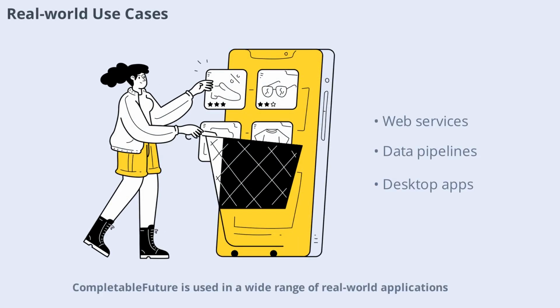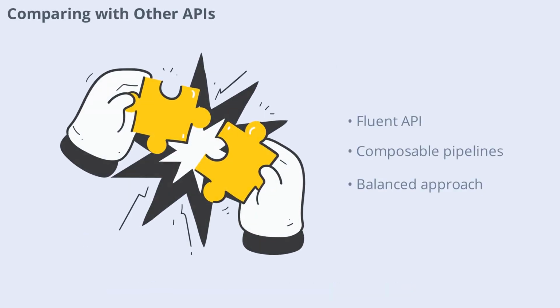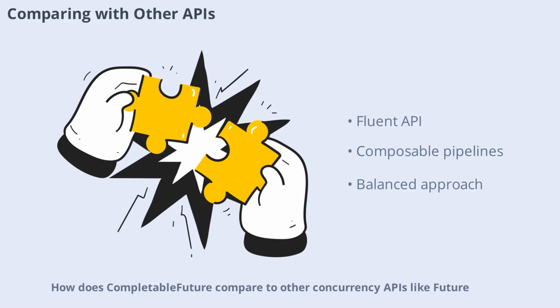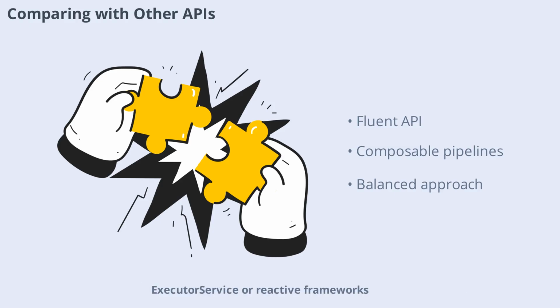CompletableFuture is used in a wide range of real-world applications, from web services and microservices to data processing pipelines and desktop apps. Its flexibility and power make it a go-to choice for handling asynchronous workflows, especially when performance and scalability are critical. How does CompletableFuture compare to other concurrency APIs like Future, ExecutorService, or reactive frameworks?